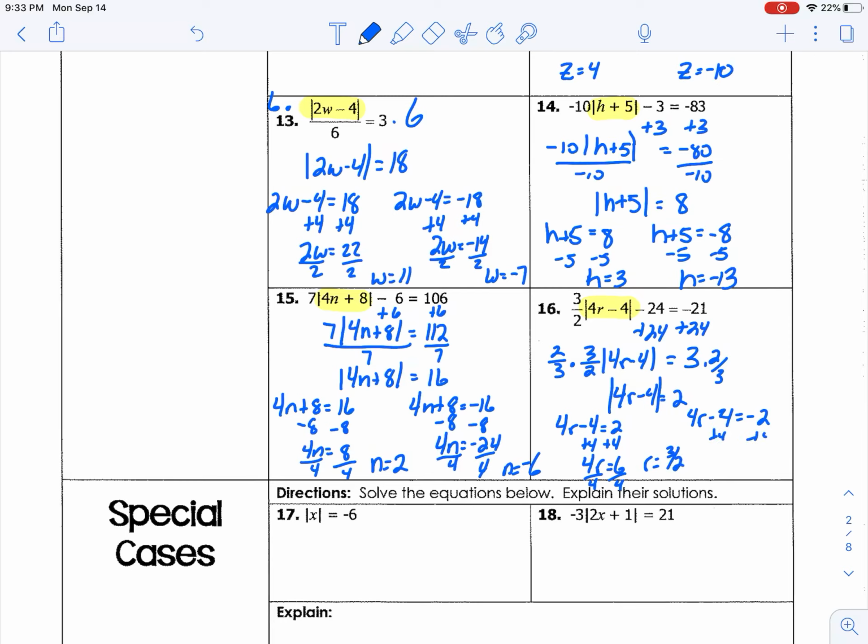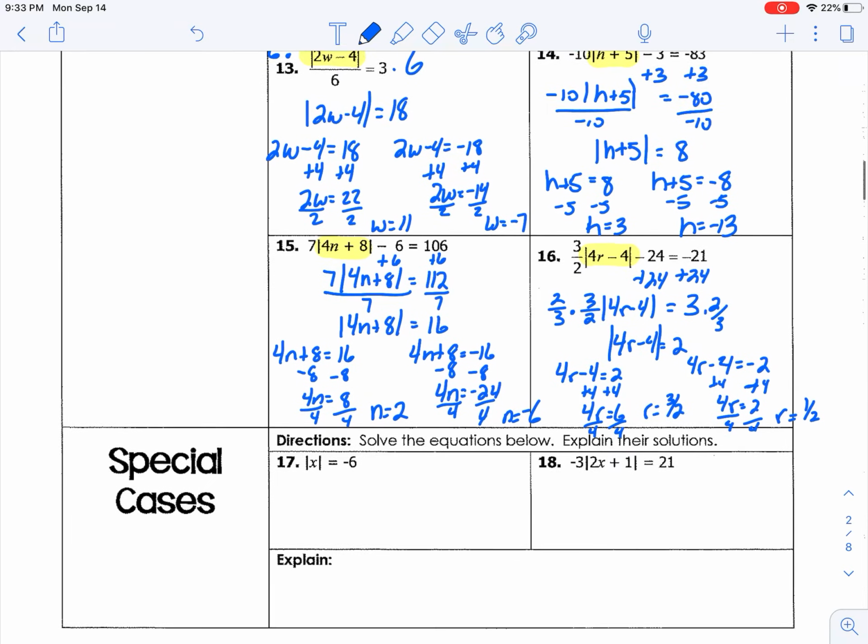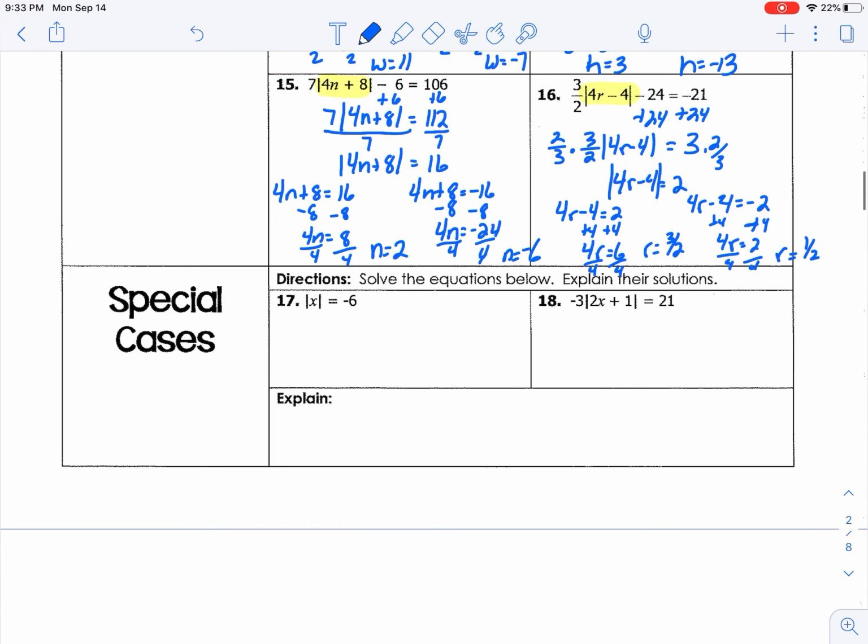We're going to add the 4 and add the 4. So 4r is equal to 2. We're going to divide the 4 out and find out that r is equal to 1/2. So again, it's the same exact stuff. That one's just a little bit more complicated because we have the fractional answers.